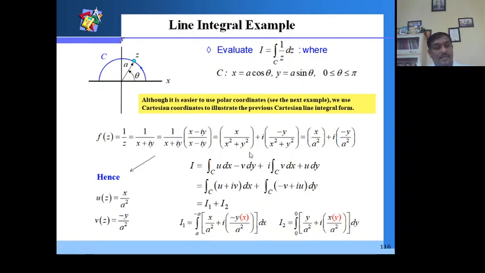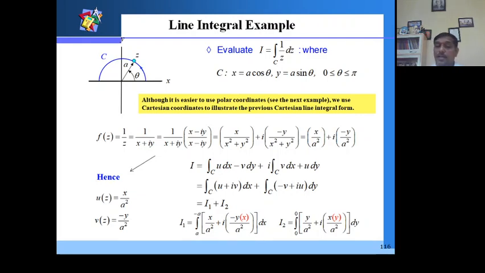You know that the circle equation is x squared plus y squared is equal to a squared. That's why we put x by a squared plus i into minus y by a squared. Here we substitute into the line integral. You know that I is equal to the integral of f of z into dz. First you can put u of x comma y plus i into v of x comma y, and i into dz can be replaced by dx plus i into dy.